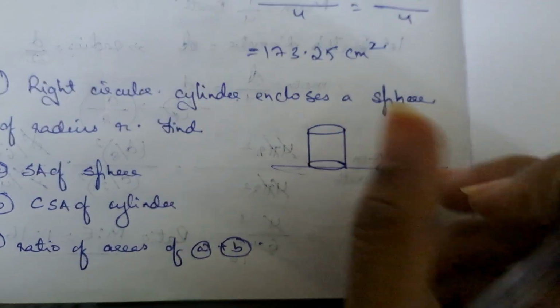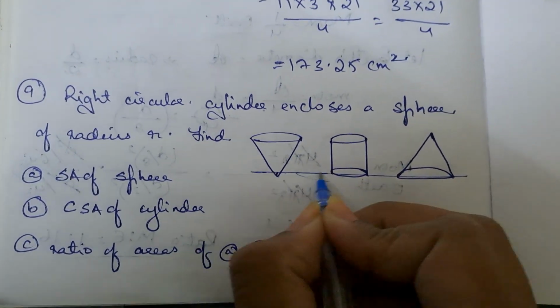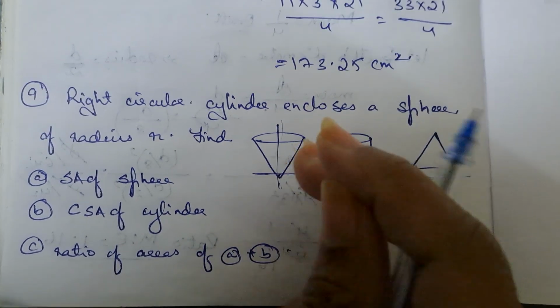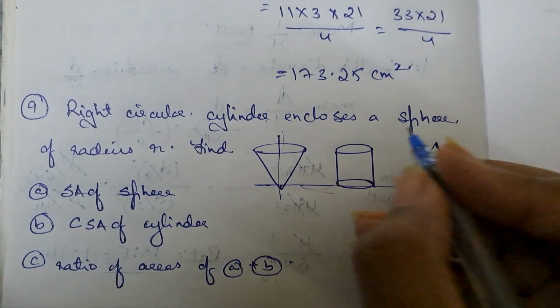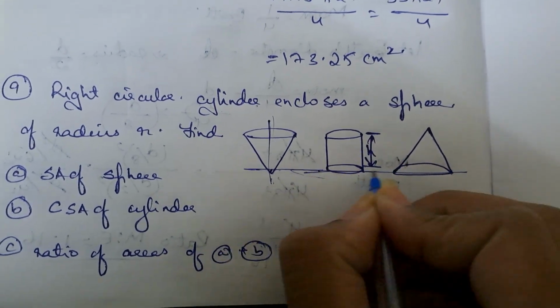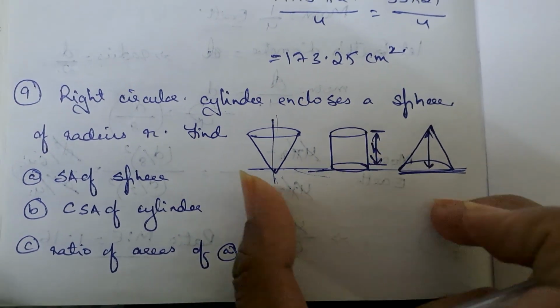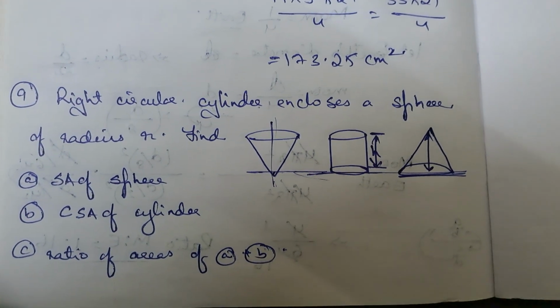That means it is standing upright like this, or it is standing this way, because it is perpendicular to the surface. The height is perpendicular to the surface. Here also, this is the height of the cylinder. It is perpendicular to the surface. This is the height of the cylinder, which is perpendicular to the surface. So this is what is called a right circular cylinder.